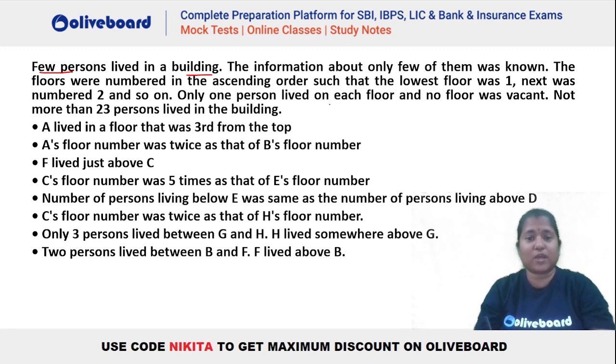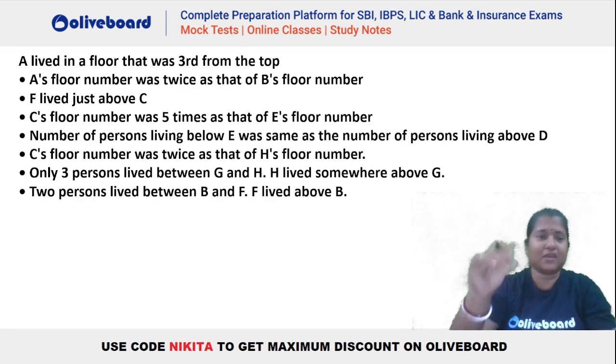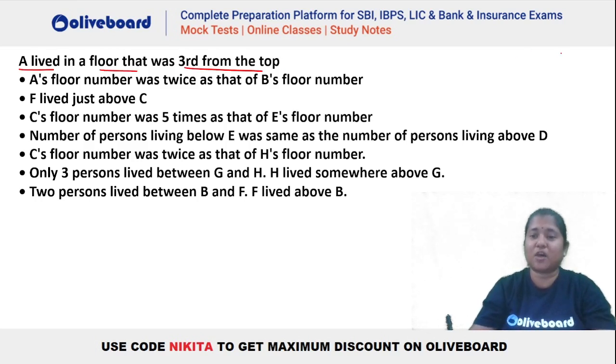Now it is given one person is living on every floor and no floor is vacant here. Not more than 23 persons are living in this particular building. So the maximum number of floors that we can have is 23. We cannot have more than 23 in here. Okay. So chalo, let's try it out. Let's see what is given. A lived in a floor that was third from the top. So we know that A has to be third from the top. That means there are two floors above him, right?